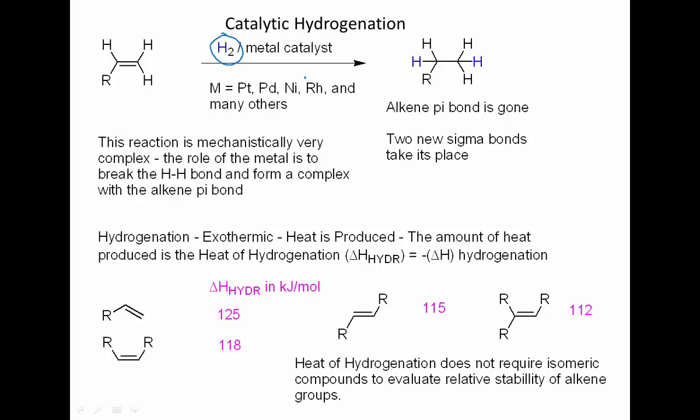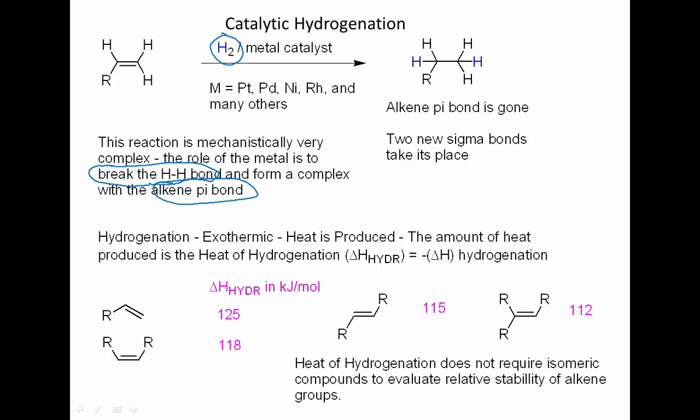I'm not going to go through the mechanism of this process in detail. Let me just tell you what the role of the metal is. It's to break the HH bond and to form a complex with the alkene pi bond. These 2 things are what is occurring on the metal. It basically brings all of them together. The process is somewhat complex. You would really need to understand the reactions of organotransition metal compounds to fully understand the mechanism for the hydrogenation reaction.